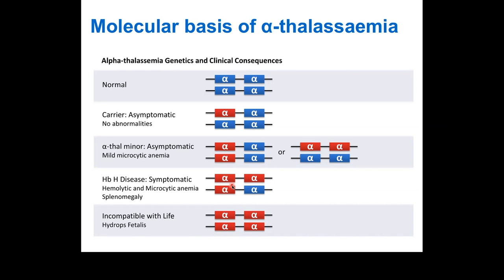In situations where you have all 4 alpha globin genes mutated, there will not be any alpha globin produced. As we all know, alpha globin is a component of fetal hemoglobin, which is hemoglobin F. So even the fetus does not produce hemoglobin. This condition leads to what is known as hemoglobin Barts hydrops, and it is invariably fatal in utero.